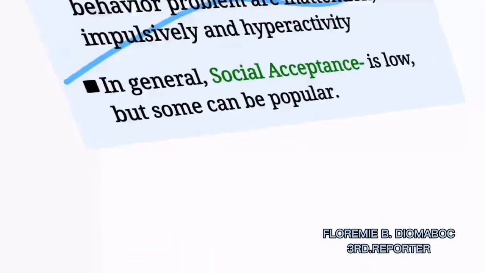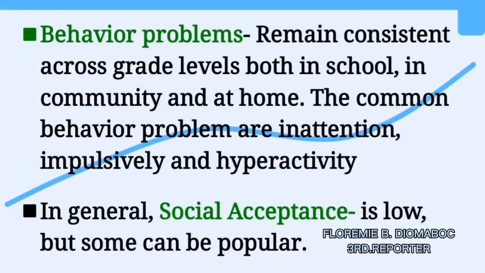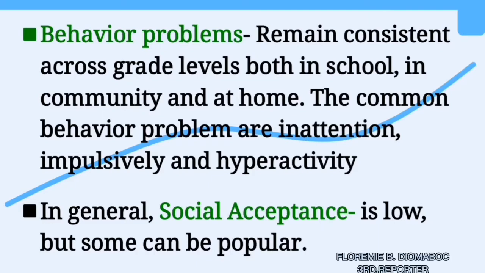Next is behavior problems. These remain consistent across grade levels, both in school, in the community, and at home. Common behavior problems are inattention, impulsivity, and hyperactivity. Next, in general, is social acceptance. It is low, though some can be popular.